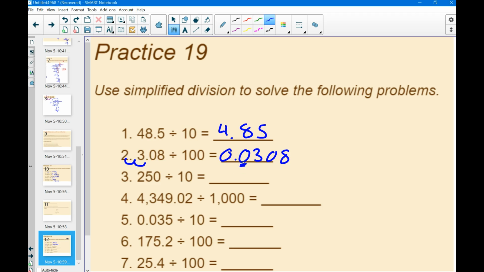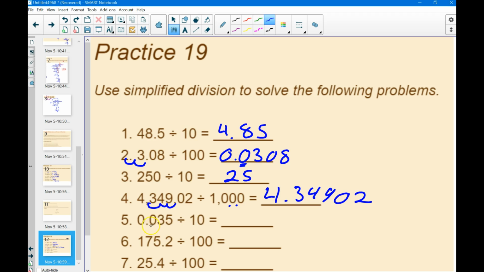Right there. 250 divided by 10. Move the decimal place 1 place. It's going to be 25. Here we have 3 zeros. Decimal's going to move 3 places. 1, 2, 3. And the answer is going to be 4.34902.